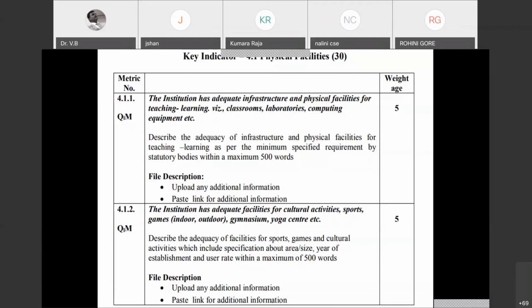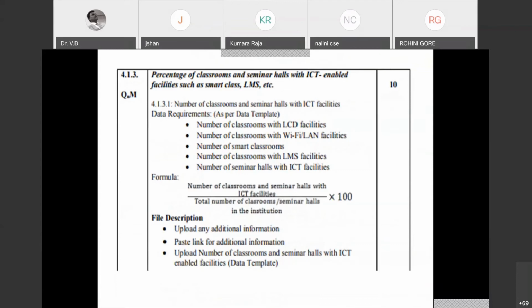of the photographs. So if you are taking photographs of your laboratory facilities, classroom facilities, make sure that they are geo-tagged. Then percentage of classrooms and seminar halls with, if the sports complex is shared between the medical and dental colleges, absolutely no problem. The only thing is geo-tagging is required.